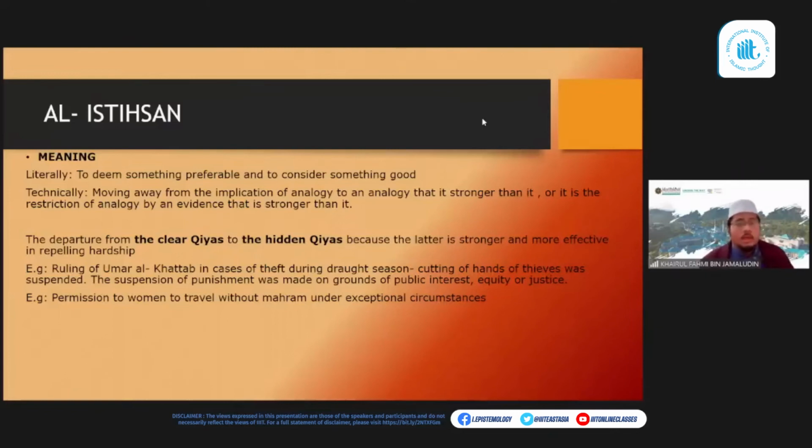Number two, permission for women to travel without a mahram under exceptional circumstances. In ordinary circumstances, women cannot travel without their mahram. That is the original rule. But sometimes, if we follow this original rule, it can lead to much hardship and difficulty. So in this situation, some scholars depart from the original rule to another rule that is much more effective in repelling this hardship and difficulty. If we follow this istihsan, women can travel without a mahram under certain exceptional circumstances.